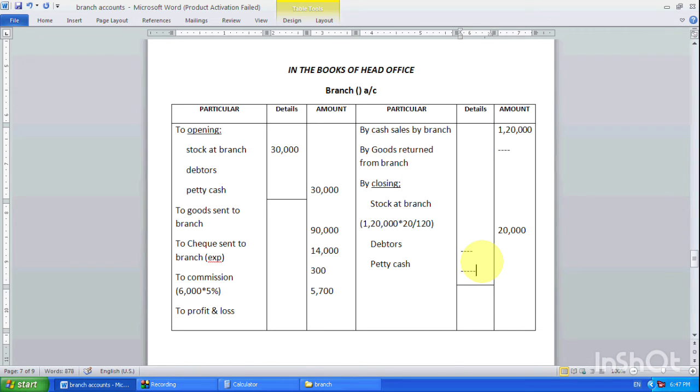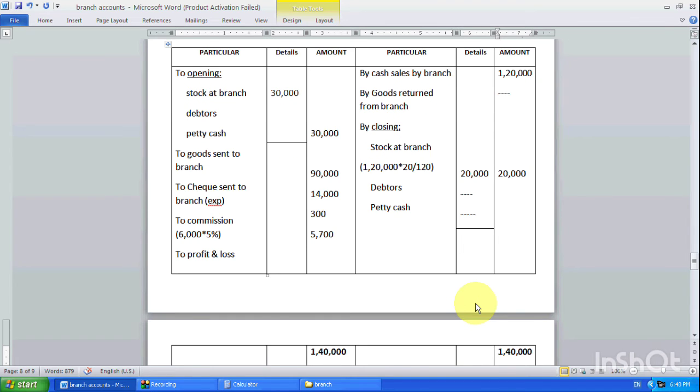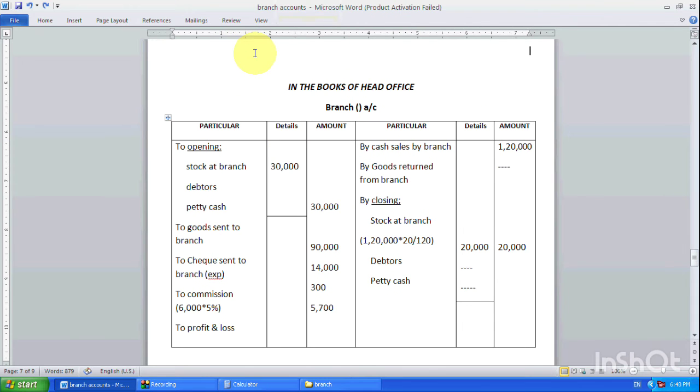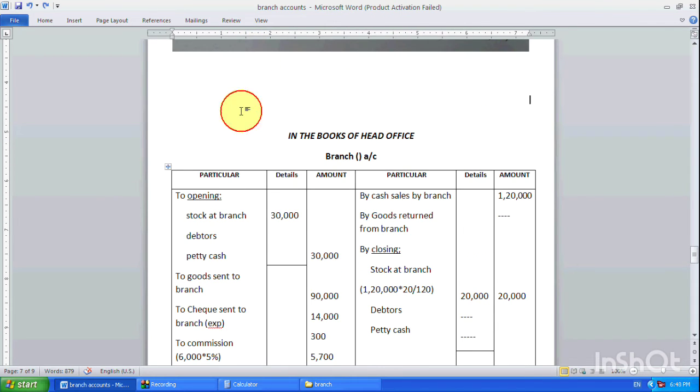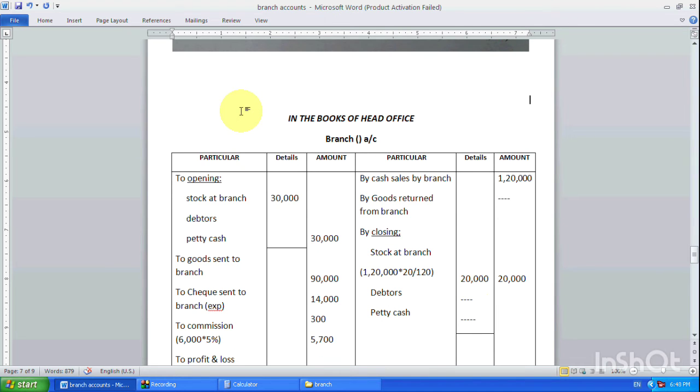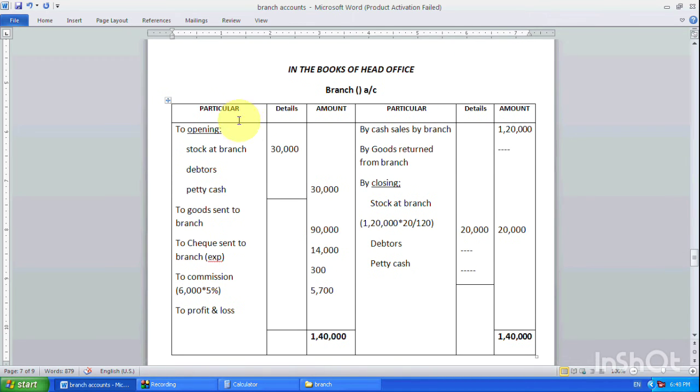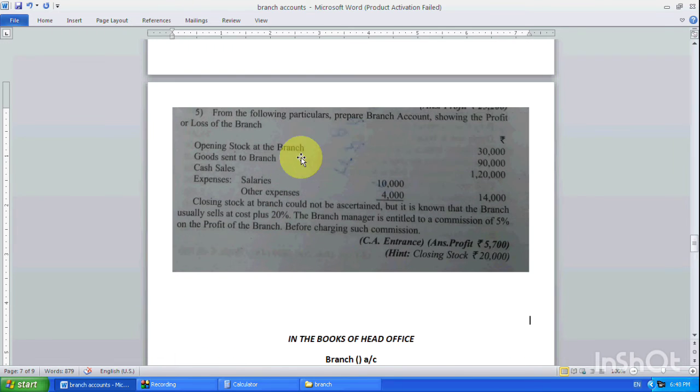So little adjustment I am doing. So this is the way we have to prepare branch account. It is very easy for preparation of branch account. Remember one thing, if there is no closing stock, then we have to prepare a closing stock account. For example, if debtors is not given, we have to prepare debtor account. If petty cash is not given, then we have to prepare petty cash account.